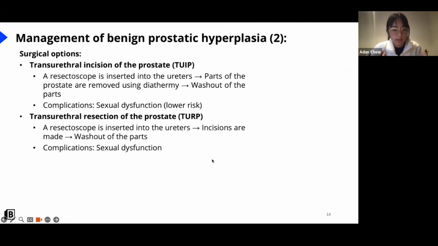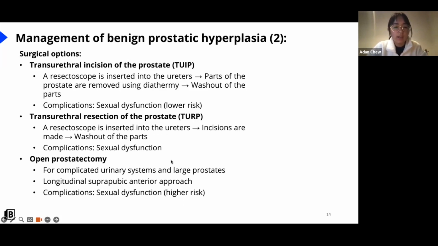The second option is quite well known, transurethral resection of the prostate, which is a TURP. A resectoscope is inserted through the urethra, and there's a washout of the parts that you remove, and there's also sexual dysfunction, which you're at a higher risk of because it's a little bit more invasive than the above. And there's also open prostatectomy, which is for complicated urinary symptoms and very large prostates. You would approach it suprapubically, so through the stomach, and there's also a higher risk of sexual dysfunction.